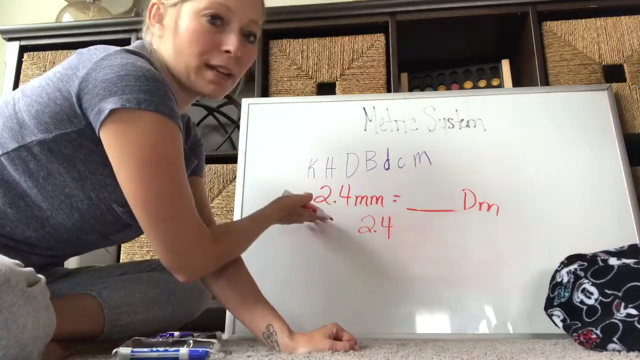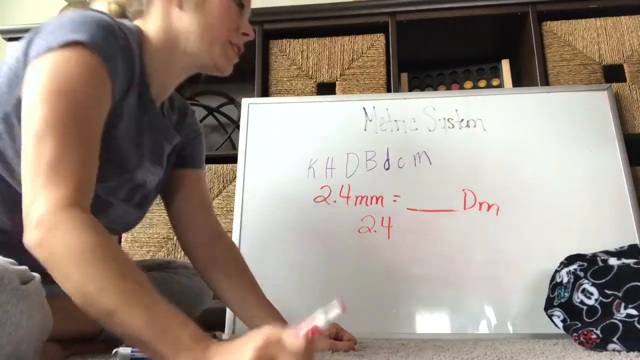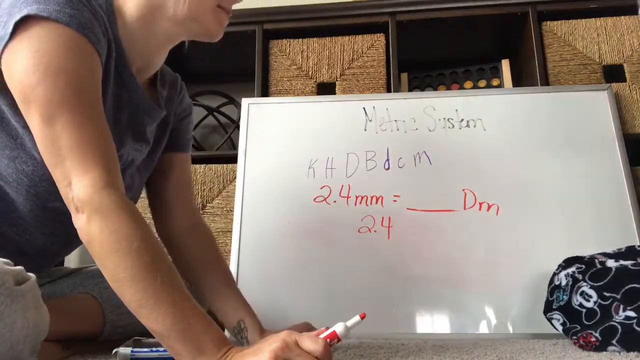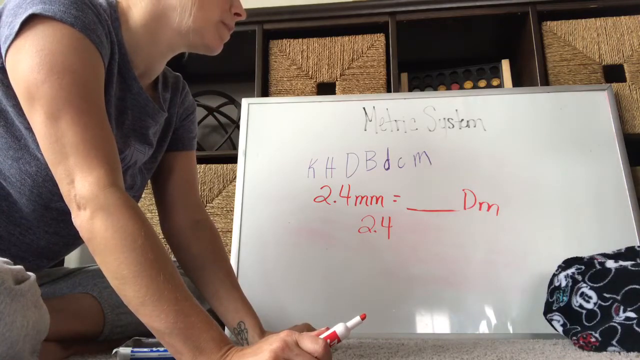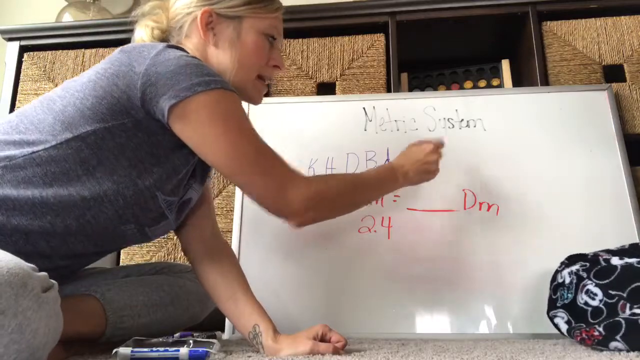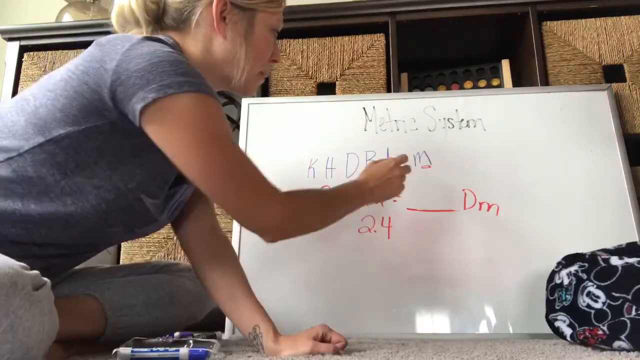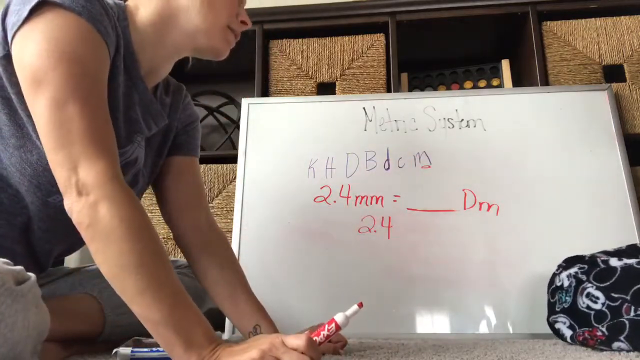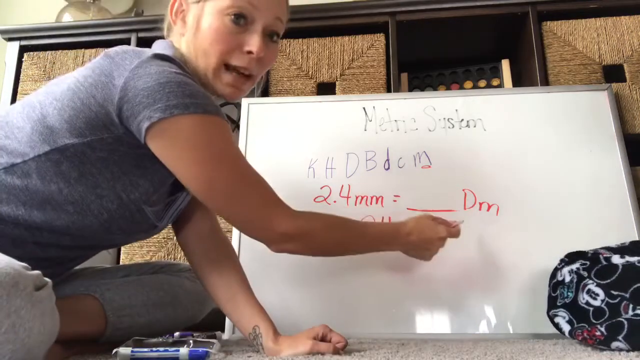That's the number I was given. And we're going to start where? Up here. What letter are we going to start on? M. We're going to start on the M because that's what I was given. And I want to hop to where? The big D, because that's what it asked me for.